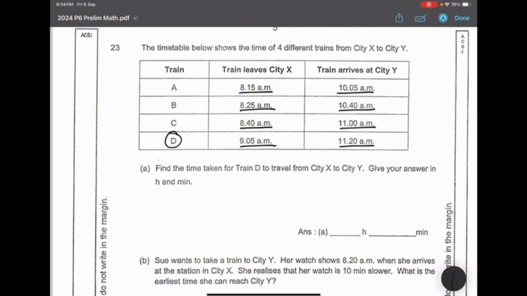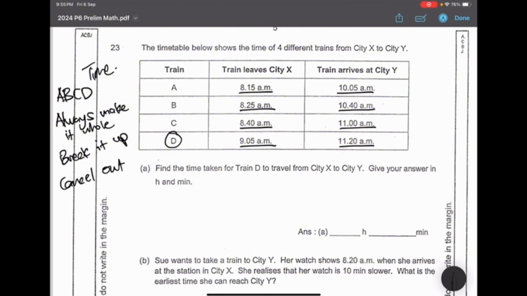Okay, whenever we are faced with such a question, we want to label this as a question of time. Whenever we have a question of time, we go to A, B, C, D. Once again, I'm going to explain. Always make it whole. Break it up. Cancel out. And draw a timeline. Alright, these are the ABCDs that we want to use whenever we are faced with a time question.